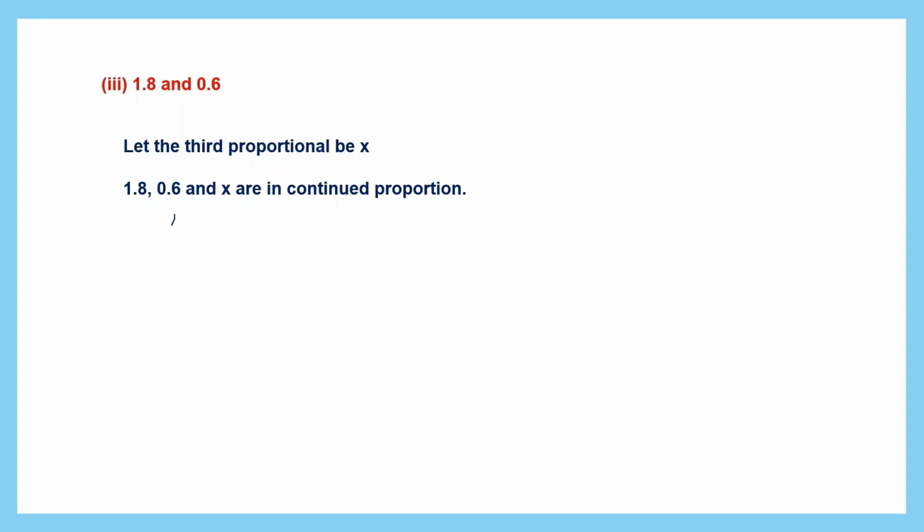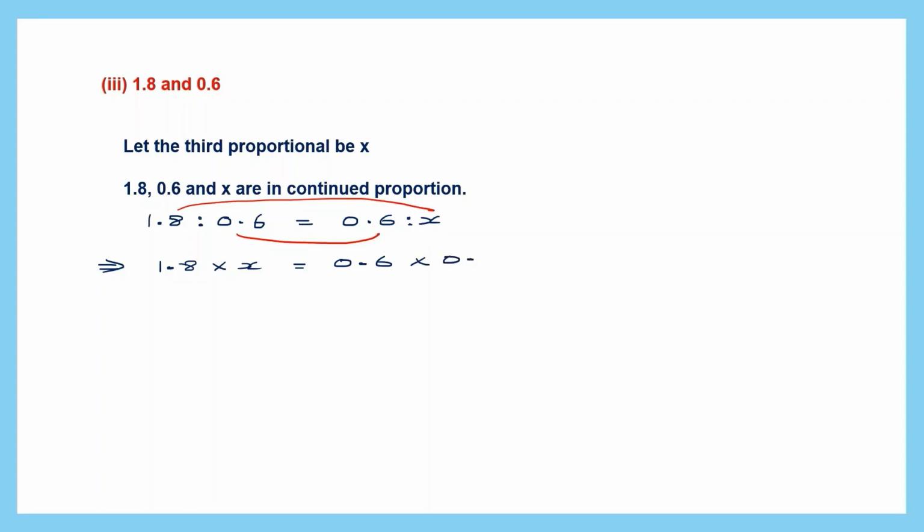So here we have 1.8 is to 0.6. Now this should be equal to 0.6 is to x. So now let's use the formula. Product of extremes should be equal to product of means. So what does that mean? It means that 1.8 into x will be equal to 0.6 into 0.6. So now let's find the value of x.